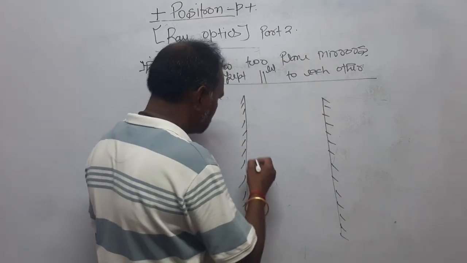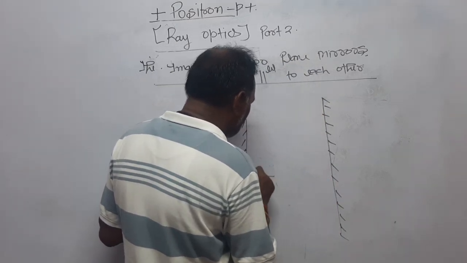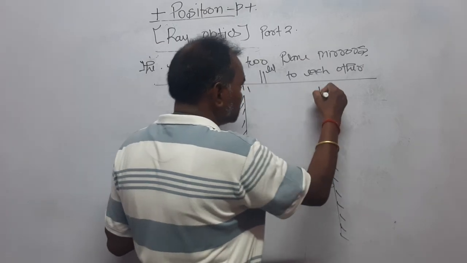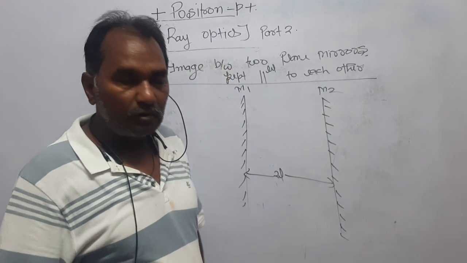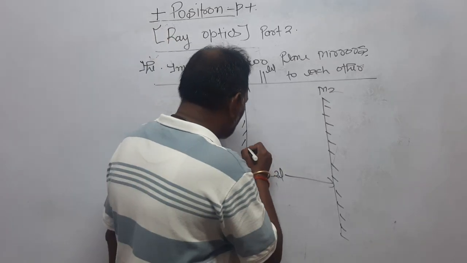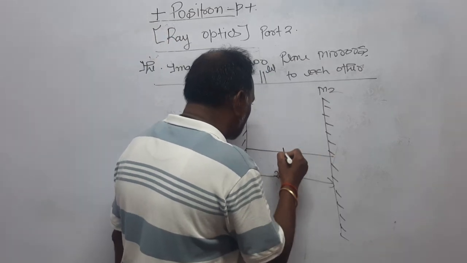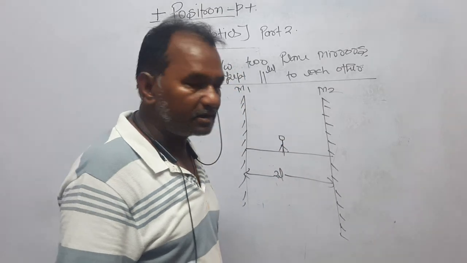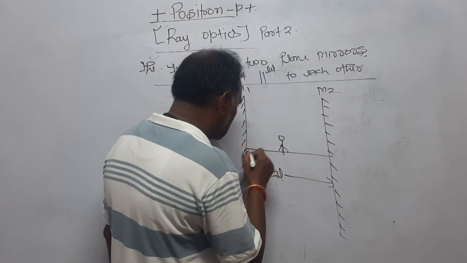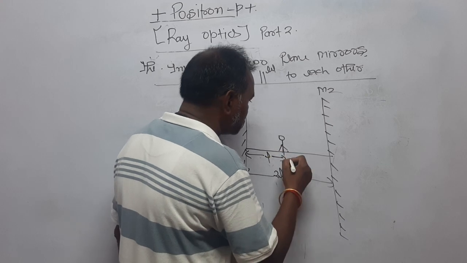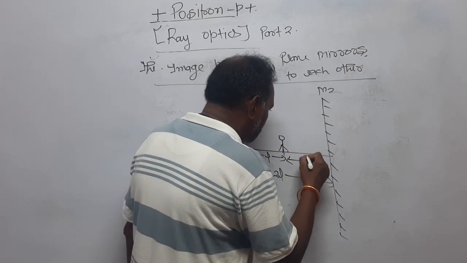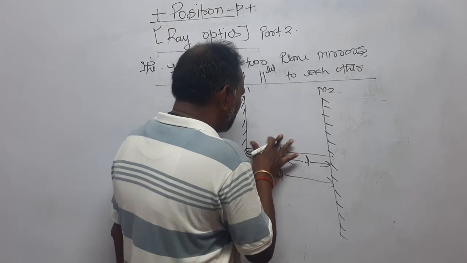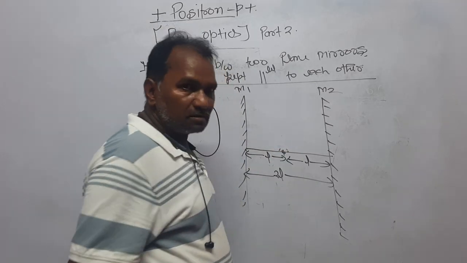Dear students, these 2 mirrors are kept 2L distance apart. This one is M1 and this one is M2. What happens? Let just at the mid, an object or a boy is standing here. Means from M1 it is at a distance L, and from M2 it is at a distance L. Or a point object we have considered this is.